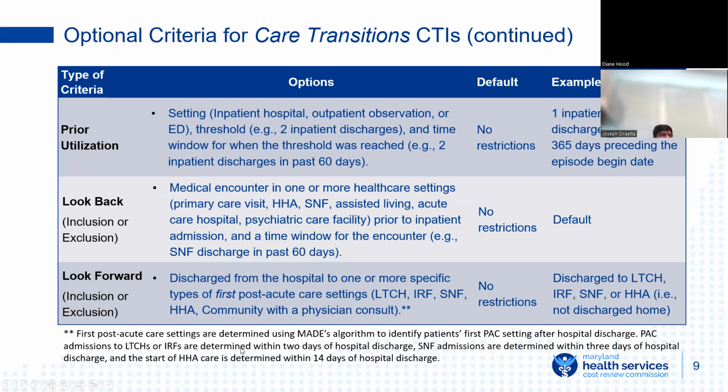They're classified as being discharged to institutional post-acute care if they were admitted to an LTEC or an IRF within 2 days of the hospital discharge, with no other post-acute care provider claim in between those 2 days. SNF admissions are determined similarly, but with 3 days, where admission is within 3 days of the hospital discharge. And then we look forward up to 14 days for the start of home health care for an individual with no post-acute care in between the discharge and the start of home health care.